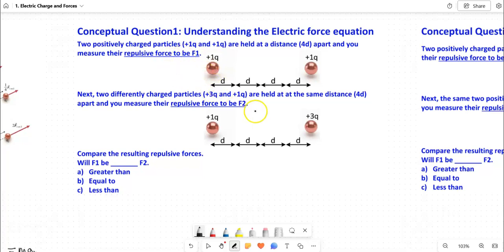Now, what we're going to do is let's think about their mutual repulsion now. If we make this positive 1q a positive 3q, and they're still 4d apart. So, if we increase the amount of charge on the other object, what will be the repulsion force on our positive 1q? Will it be greater than, will F2 be greater than F1? Will it be equal to F1, or will it be less than F1? So think about it, and think about the equation that we're working with, and go ahead and try this problem now. Pause the video.